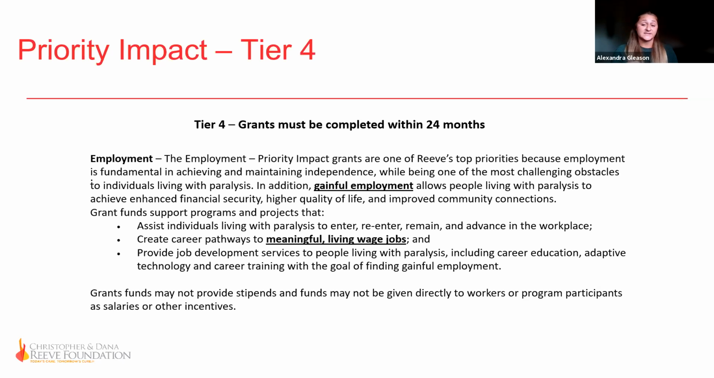It should create pathways to meaningful living wage jobs or provide job development services to people living with paralysis, including education, adaptive technology, and career training with the goal of finding gainful employment. Please note that for our employment Tier 4 grants, grant funds cannot provide stipends and funds may not be given directly to workers or program participants as salaries or other incentives.